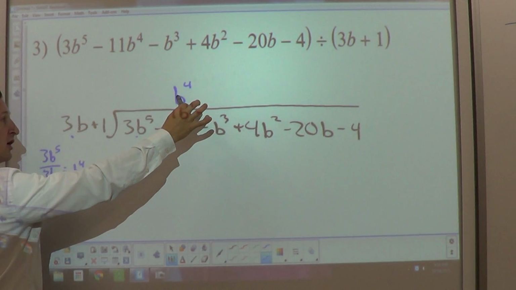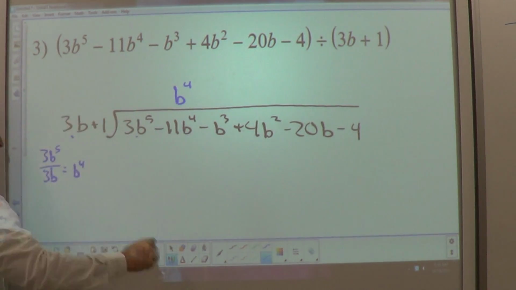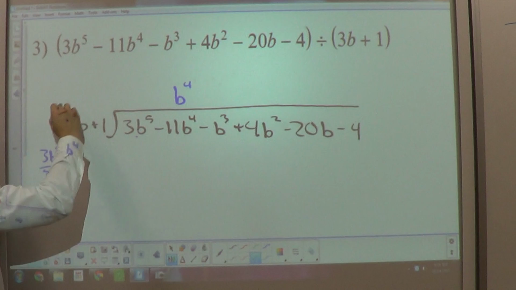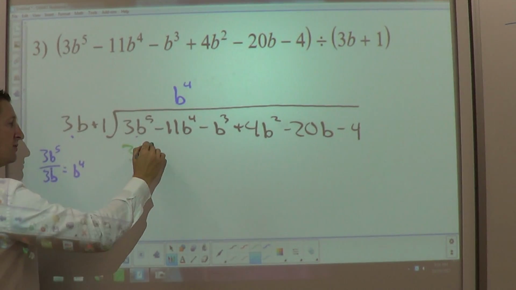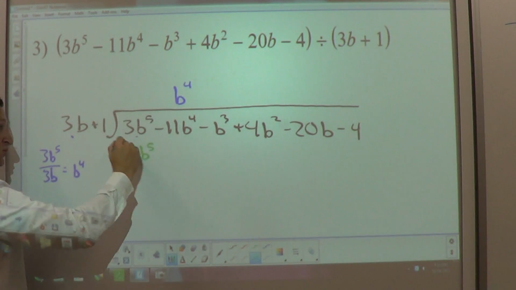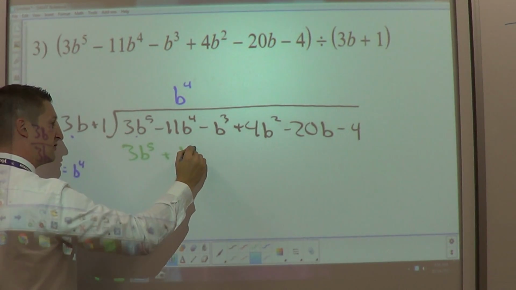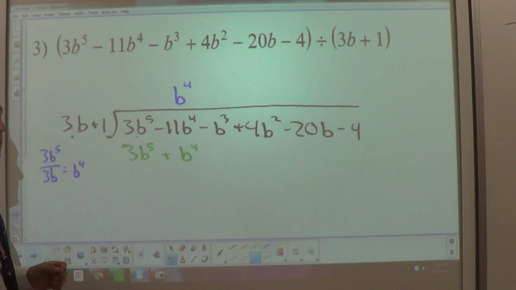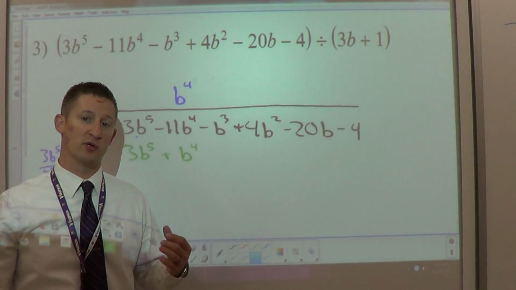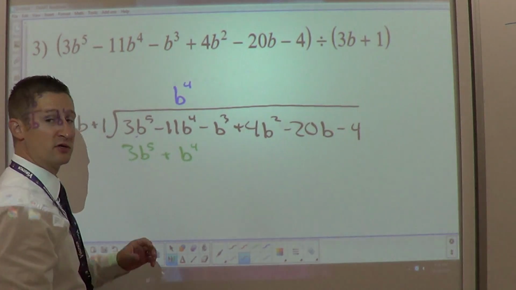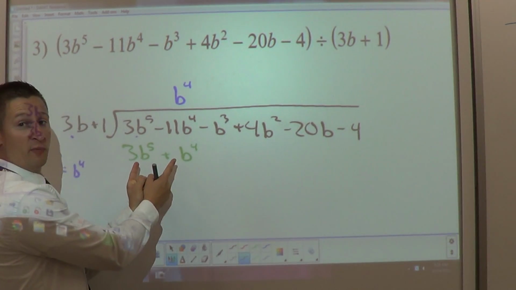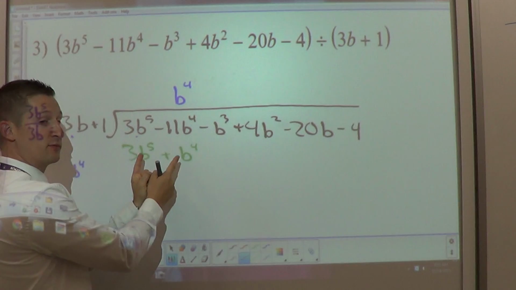Then, as I did with the long division with numbers, I multiply around. So my next step is to take b to the fourth times both of these terms. b to the fourth times 3b would be 3b to the fifth, which is nice. b to the fourth times 1 will be b to the fourth. Now when we did long division with numbers, our next step was to subtract. So we're going to do the same thing. But understand, you're subtracting a polynomial now, 2 terms. I have to subtract each of these.